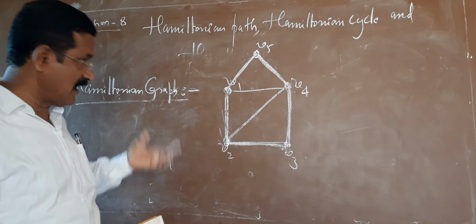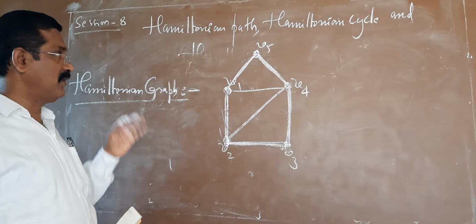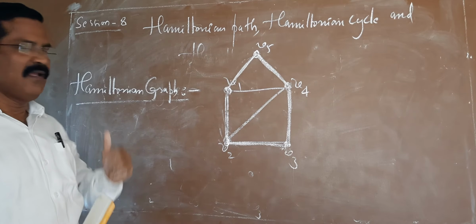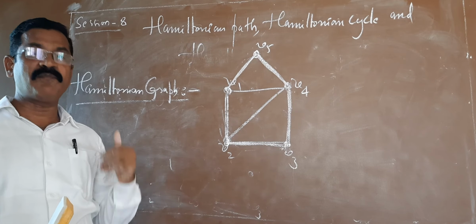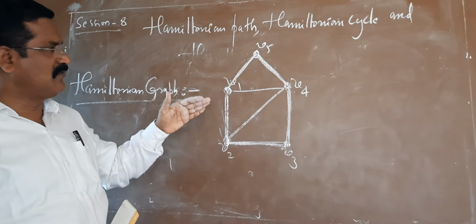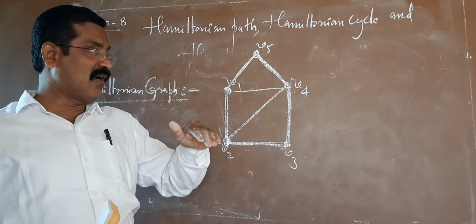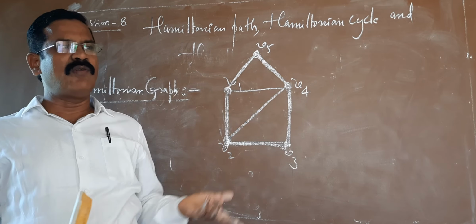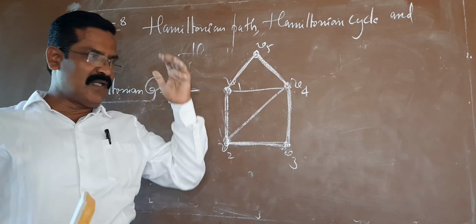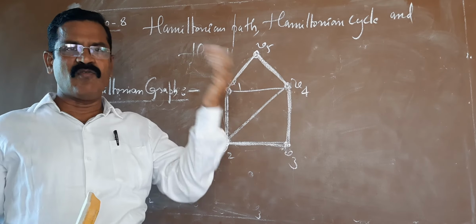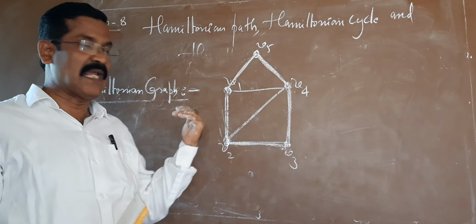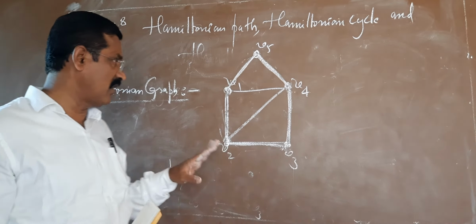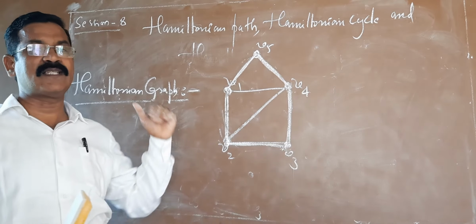In the next class we consider some examples based on Hamiltonian path, Hamiltonian cycle and Hamiltonian graph. Similarly, we consider some characterizations. It is very difficult to state the characterization. We have characterizations for Eulerian graphs: a graph is said to be Eulerian if and only if the degree of every vertex is even, or a graph is Eulerian if and only if it is possible to partition the edges into cycles. Like that, whether we have general results, characterizations for the Hamiltonian graph, we are going to discuss in the next class.